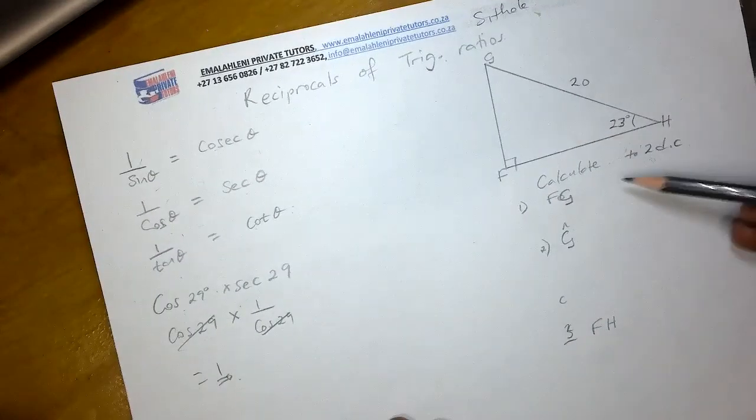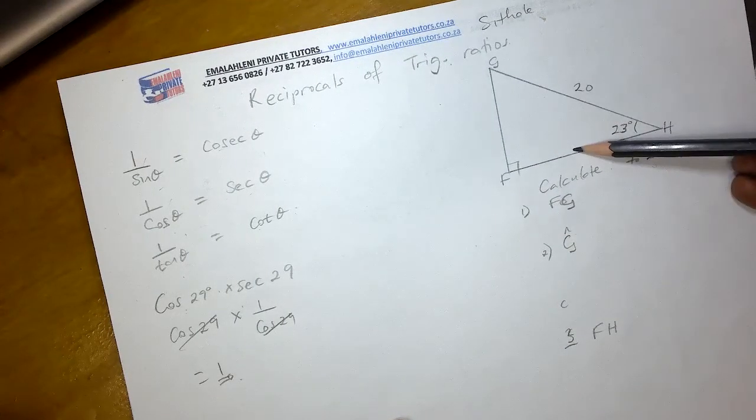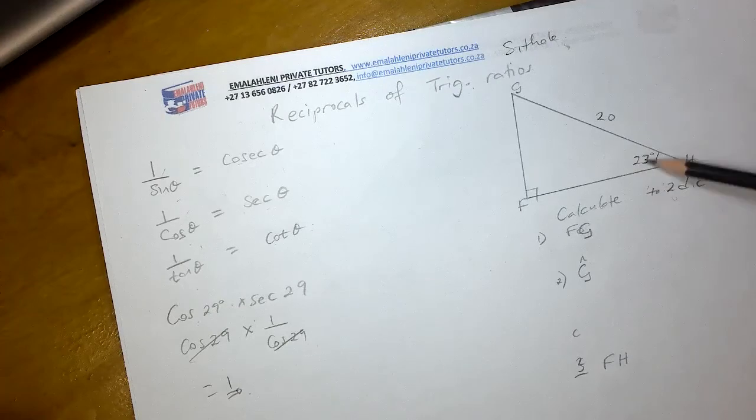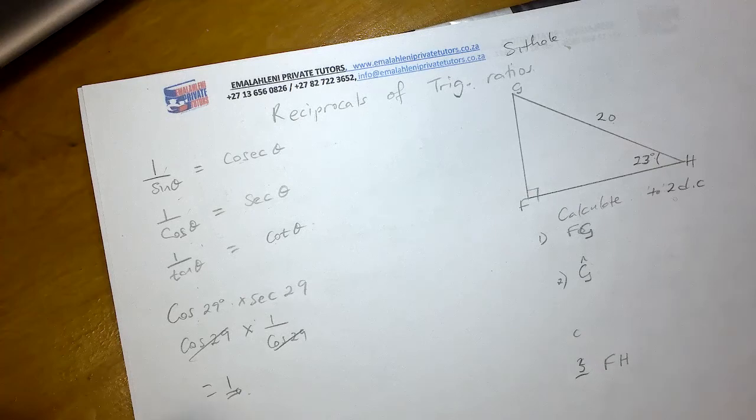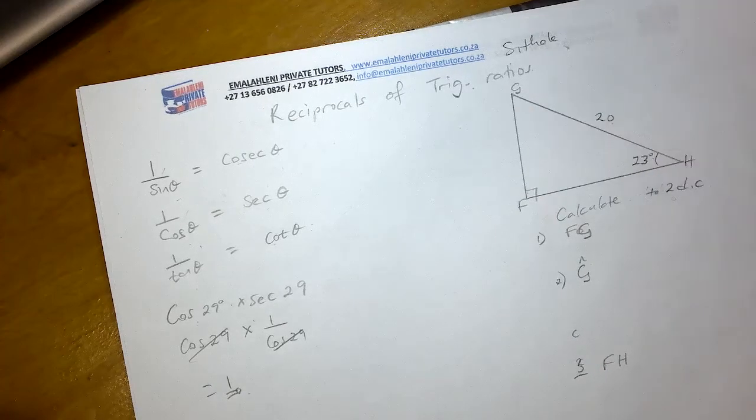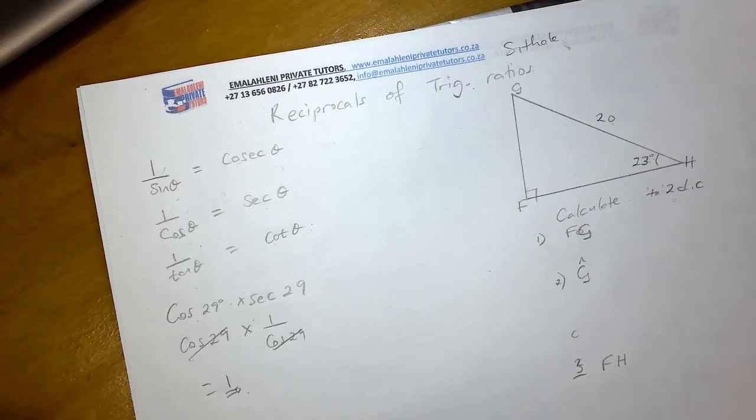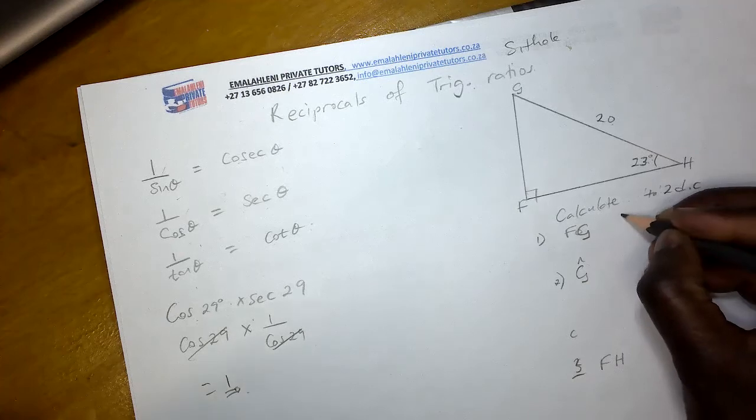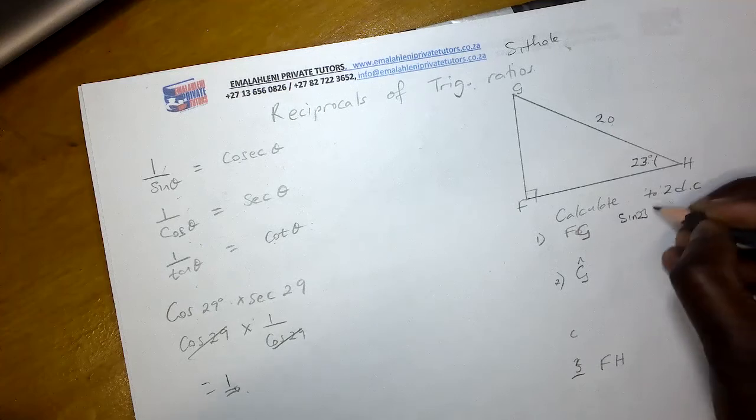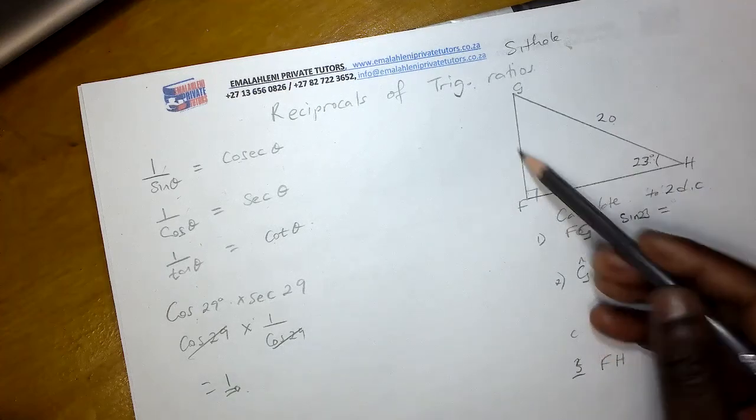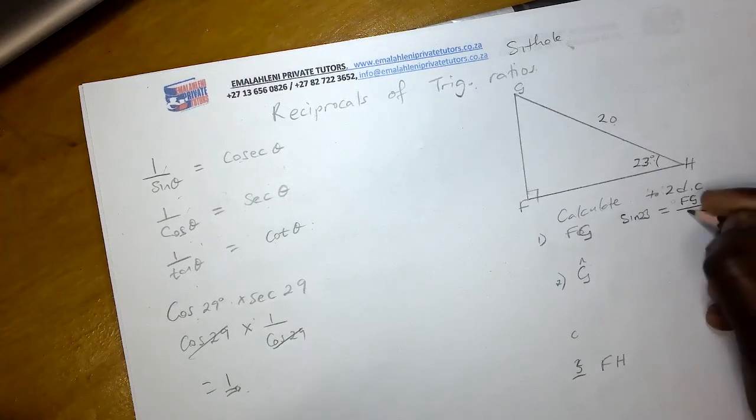Now, let's come here and see what we are having. We have a triangle here, and what is given is a side and an angle. The side that we're given is a hypotenuse. Now, we are asked to find FG. Where is FG? FG is here. We see that FG is opposite to the angle. So we know that sine 23 is going to be equal to FG, which is our opposite, over 20.